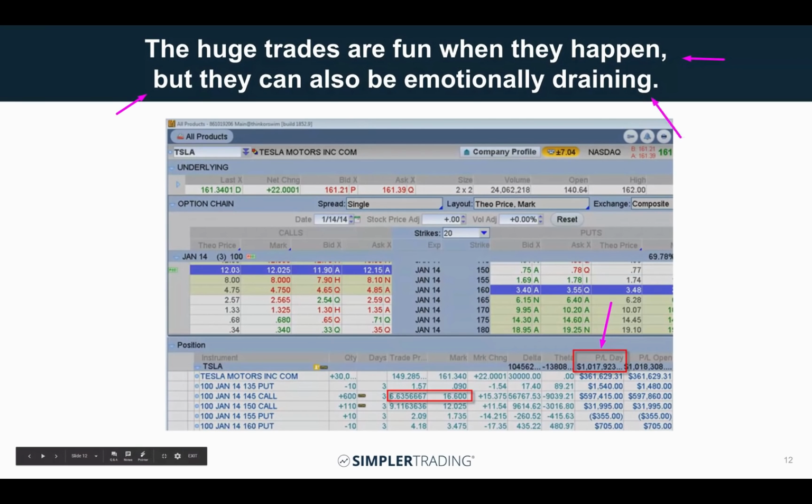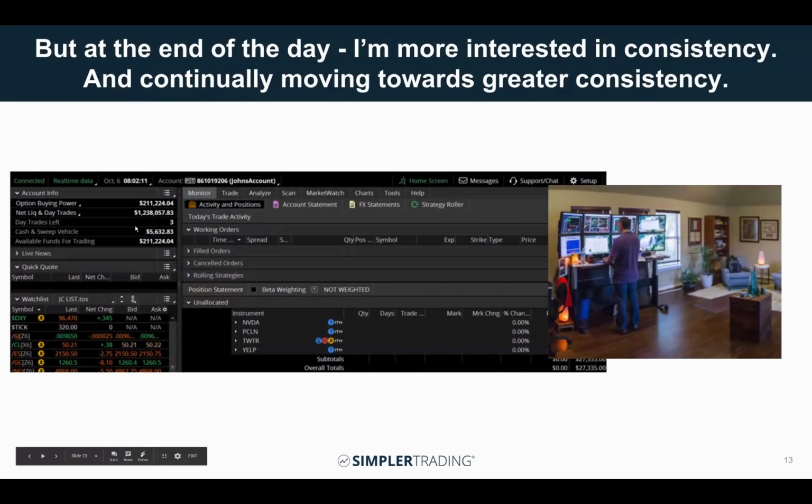And instead, at the end of the day, what I'm really interested in is consistency and continually moving towards greater consistency. Can we rely on a specific amount of money to come out of our trading account every month and use that for what we want? Or can we rely on the idea that we may have a month that exceeds our expectations because we have the right profit targets in place? All the while minimizing mistakes and preventing those big, nasty losses that are hard to recover from.